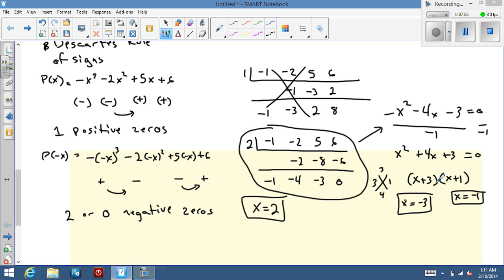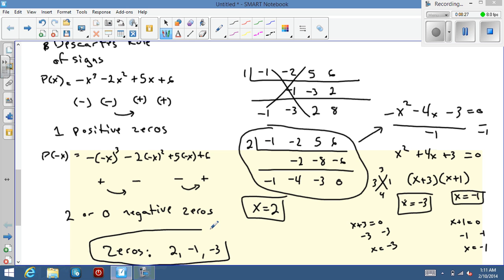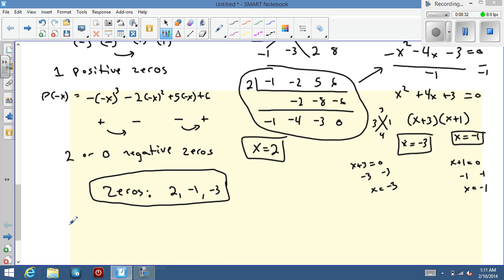Now remember, I get those by setting each factor equal to 0. So if I did x plus 3 equals 0, I would have to subtract 3, and that's how I get x equal -3. Same thing with x plus 1 equals 0. I would subtract the 1 to get x equals -1. So anyway, my zeros are 2, -1, -3. And that is what you're doing for these problems for today.